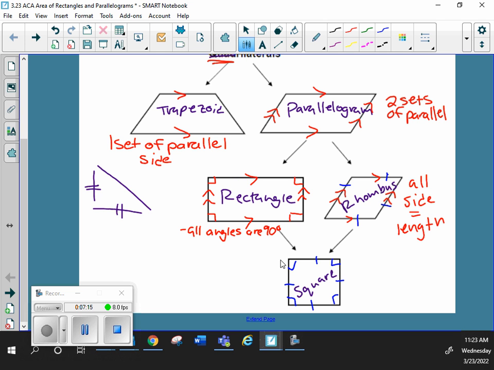I'm not really going to test you on that stuff, but I might throw in a little square symbol to say, oh, this is a right angle. It will show you what kind of shape that is. The main thing to notice is that trapezoids have 1 set and parallelograms have 2 sets of parallel sides. Okay, that's the big takeaway.